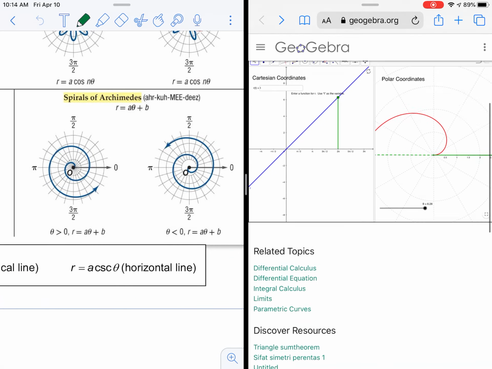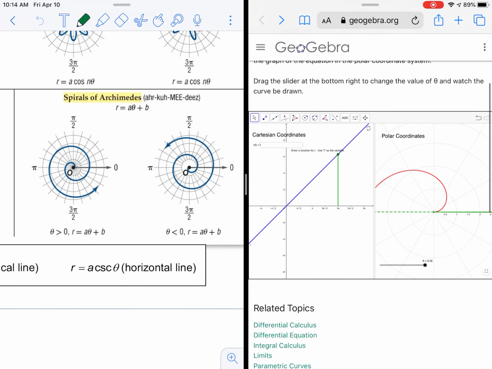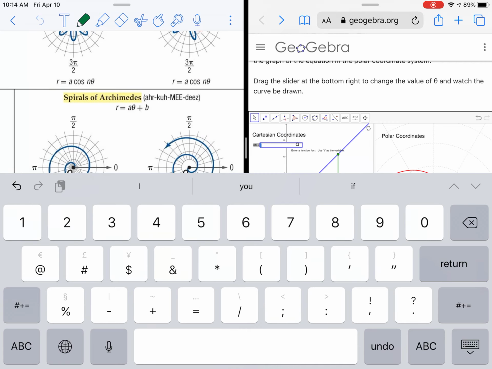Even if you change it and you put a 1/2, let's just use parentheses just because I don't know how this is going to register it.